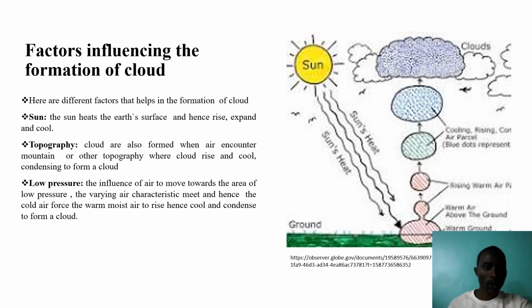Third, low pressure. Low pressure is another factor which influences the formation of clouds, where air moves towards areas of low pressure. Varying air characteristics meet, where cold air forces warm moist air to rise, hence it cools and condenses to form clouds.